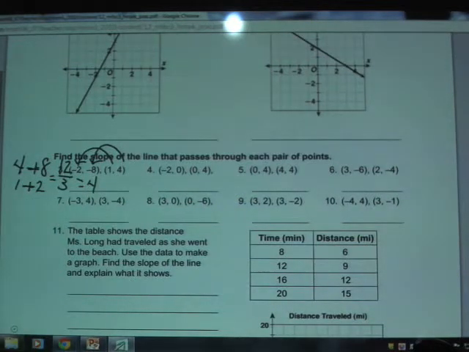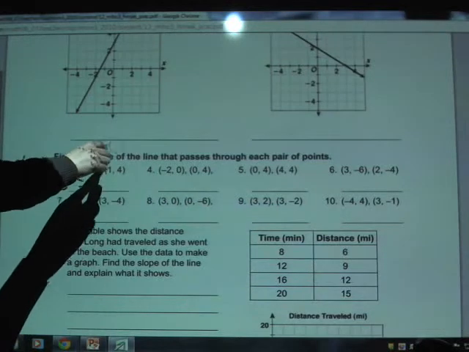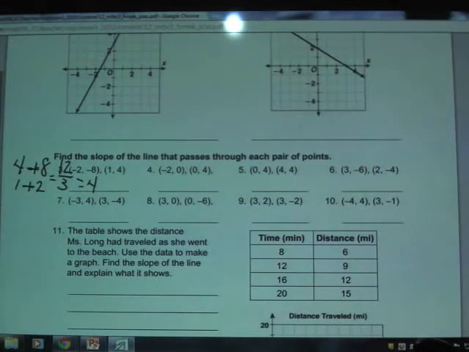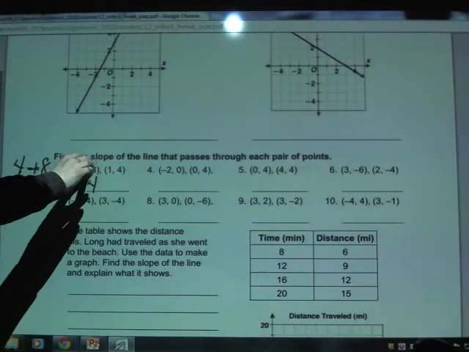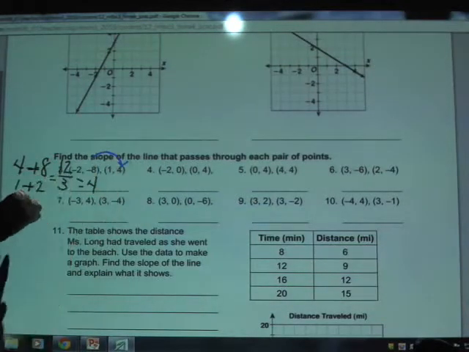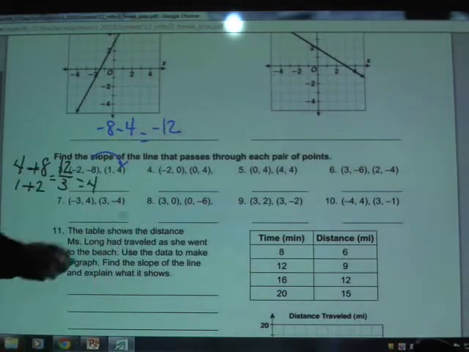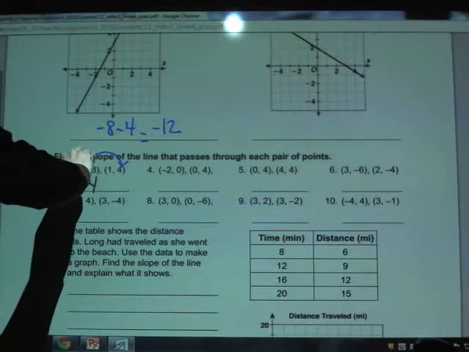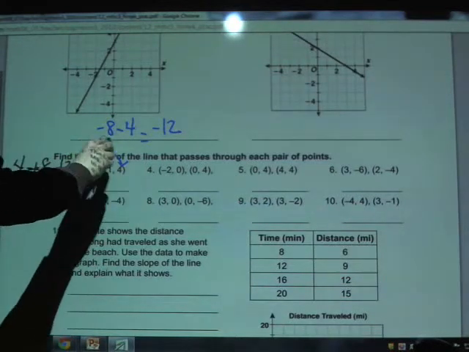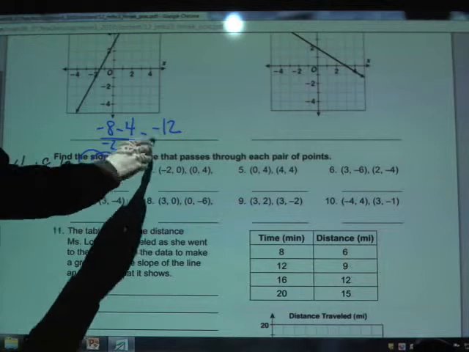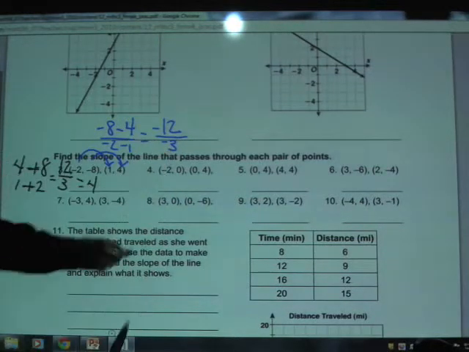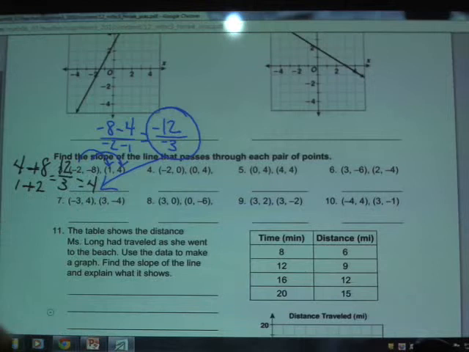Now some people might ask, wait a minute, what if I didn't go in that order? Does it matter? Well, let's check it out. Let's say instead I go from left to right. So I'm going to take the difference of the y values and do -8 minus 4, which is -12. Then I'm going to subtract the x values: -2 minus 1 is -3. Notice when I take -12 and divide it by -3, the result is still 4, or 4 over 1.